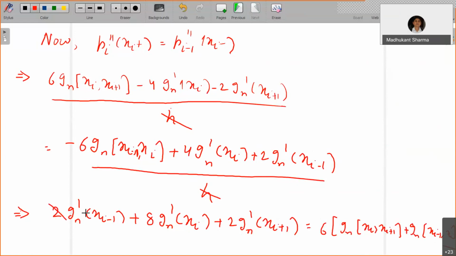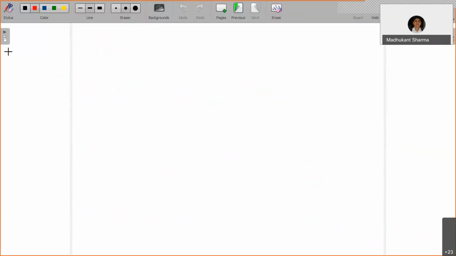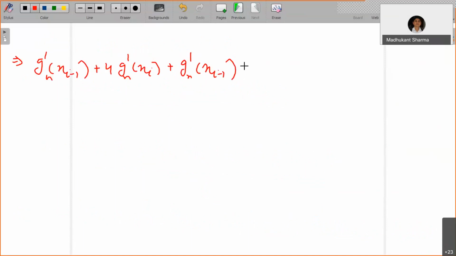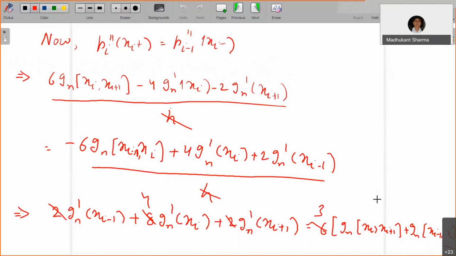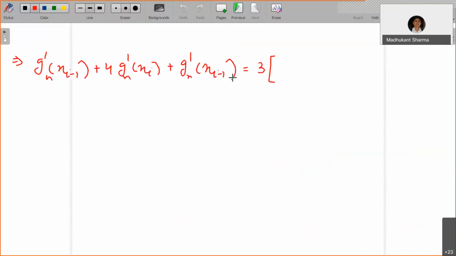Now you have this 2, you can take common and simplify, and further simplify these divided differences. So what you get is gn dash at xi minus 1 plus 4 times gn dash at xi plus gn dash at xi plus 1 is equal to 3 times gn[xi, xi plus 1] plus gn[xi minus 1, xi]. So here 1 by h is there, so xi plus 1 minus xi when you open it up, 1 by h is out, so 3 by h.